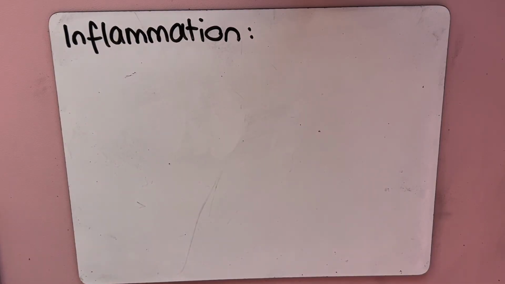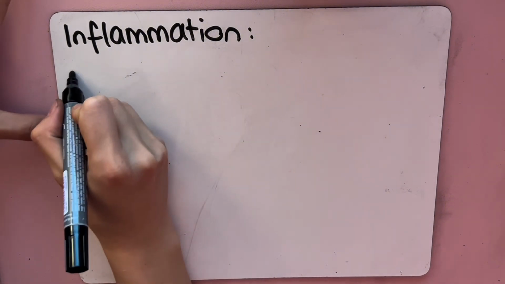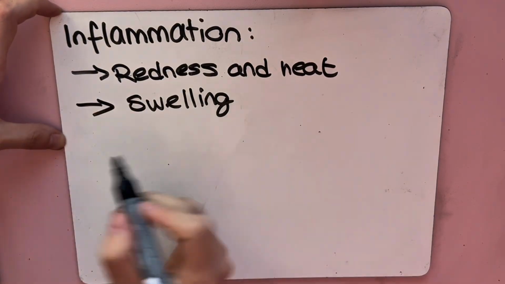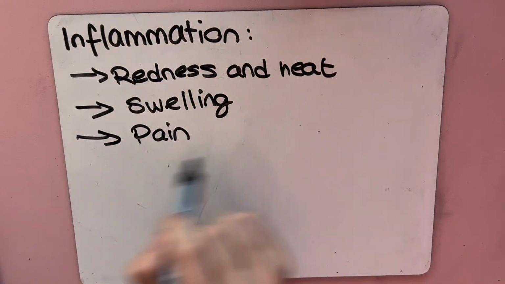Let's talk a little bit about inflammation. Inflammation is essentially the body's way of raising the alarm and marshalling defenses to a local area of infection or injury. It has several signs. The first one being redness and heat. The other one being swelling, maybe even pain. Let's break down how these occur.